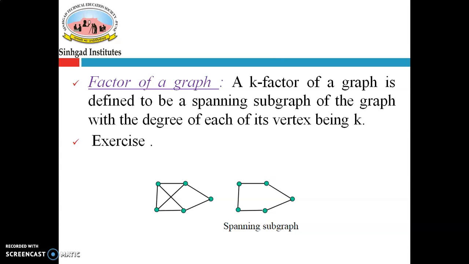The next term is factor of a graph. A k-factor of a graph is defined to be a spanning subgraph of the graph with the degree of each of its vertices being k. So if you see this graph, this is the spanning subgraph and the degree of each vertex is 2, so it is called a two-factor graph. It is a spanning subgraph because it contains all the vertices from the given graph and these two edges are missing, so it is a subgraph of this graph, and it is called a k-factor because the degree of each vertex is 2, the k value is 2 here, so it is called a two-factor graph.